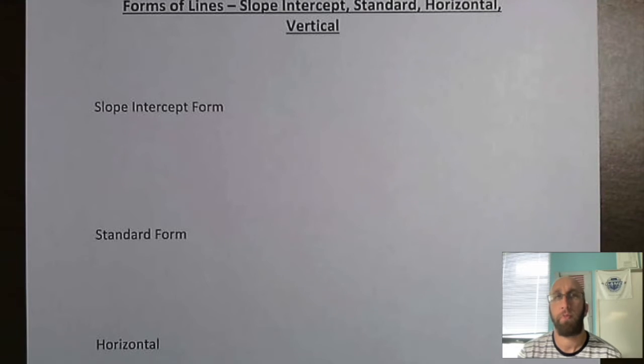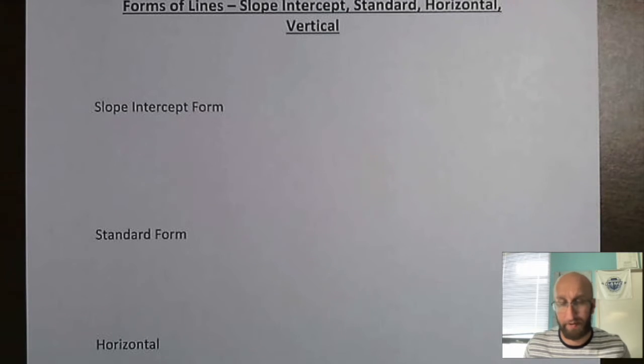In this video, I'm going to be discussing the forms of lines. So the forms of lines, we're talking slope-intercept form, standard form, and then we're going to look at some special cases where we have horizontal and vertical lines.